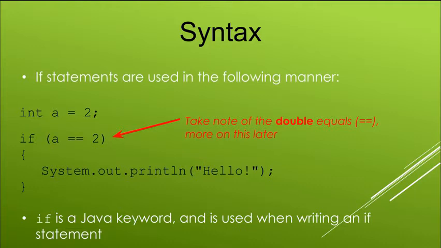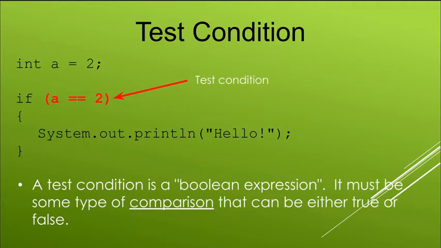We have int a equal to 2, and we're going to test a. If a is equal to 2, then we print hello. If is a Java keyword and is used when writing an if statement. The red part of the code is the test condition. A test condition is a Boolean expression. It must be some type of comparison that can be either true or false.